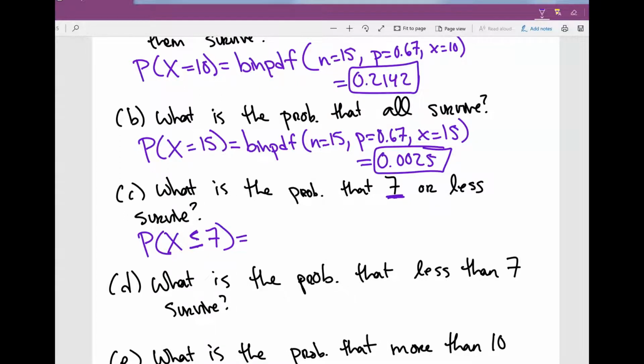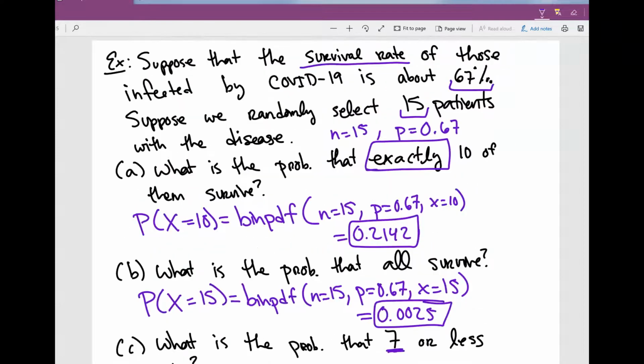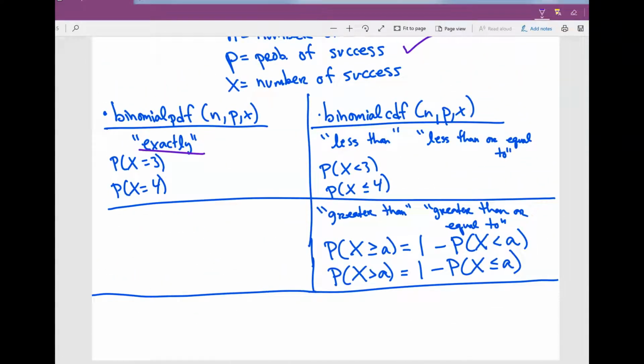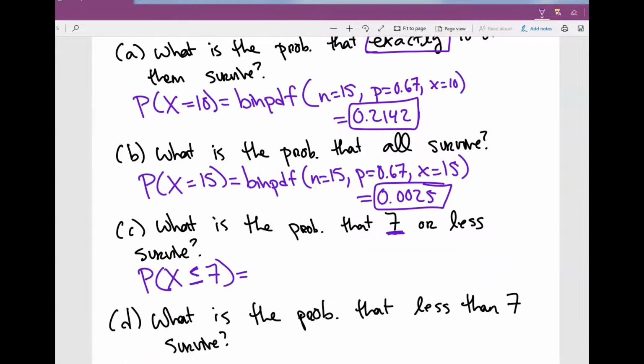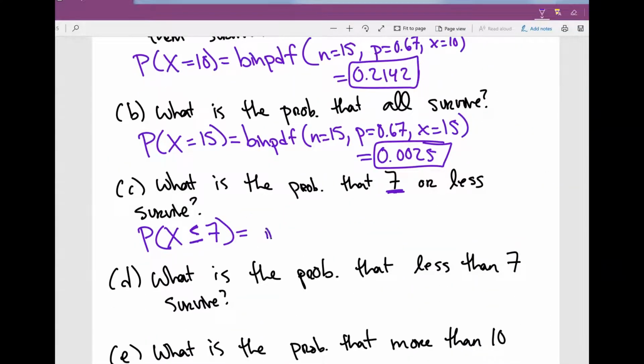What function should we use when we have less than or equal to? If we go back up, when you have less than or equal to, we're going to use binomial CDF. CDF just means cumulative, so we're adding up the probabilities. N still is 15, p is 0.67, and x in this case is going to be 7. We're starting at the 7 and then going down.